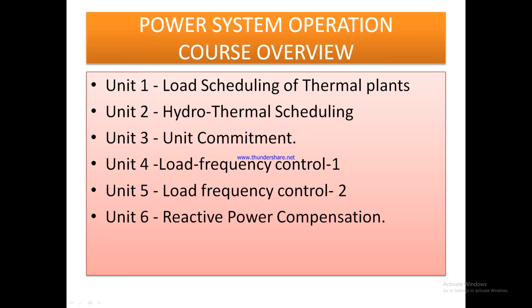In our course, we are going to study some of the above functions segregated into 6 units as follows. Unit 1 is about load scheduling of thermal plants. In Unit 2, we study hydrothermal scheduling. Unit 3 is unit commitment. Unit 4 is load frequency control part 1. And Unit 5 is load frequency control part 2. Finally, Unit 6 is reactive power compensation.